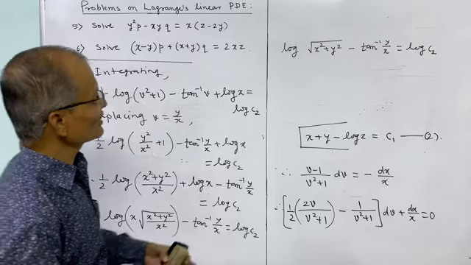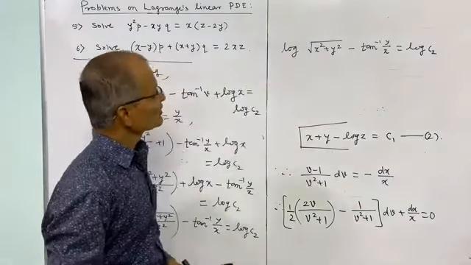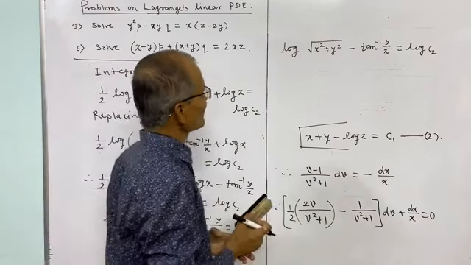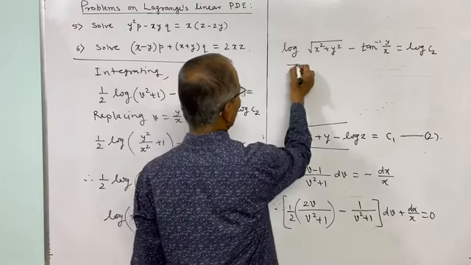But if you don't want this log, then we should take the exponential on both sides. So taking exponential on both sides, yes, taking exponential.